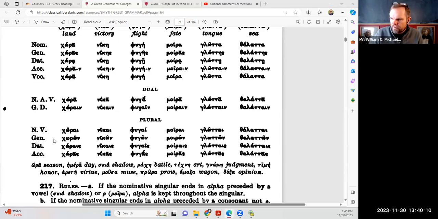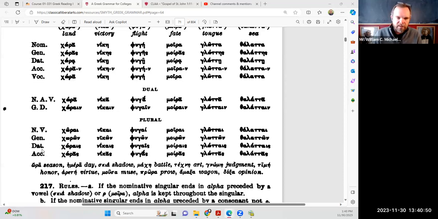How about the genitive case? How do we identify the genitive case in the first declension? Look at it carefully. They're all exactly the same. It's omega nu, like Serena wrote there. Omega and nu at the end. Koron, nikon, fugon, moiron, gloton, thalaton. That omega nu marks the genitive case plural.